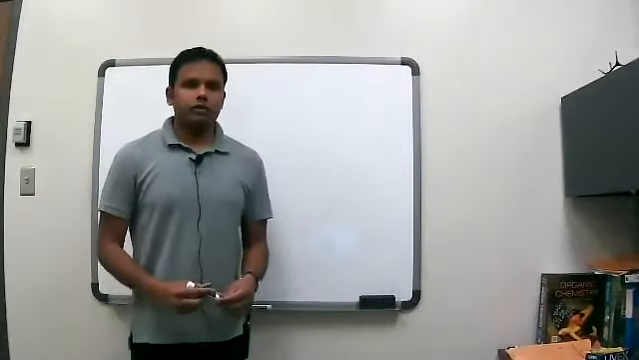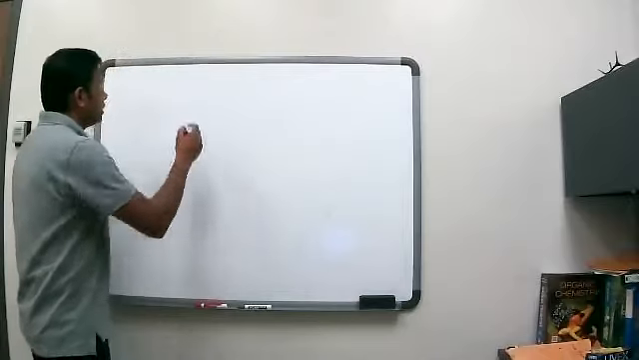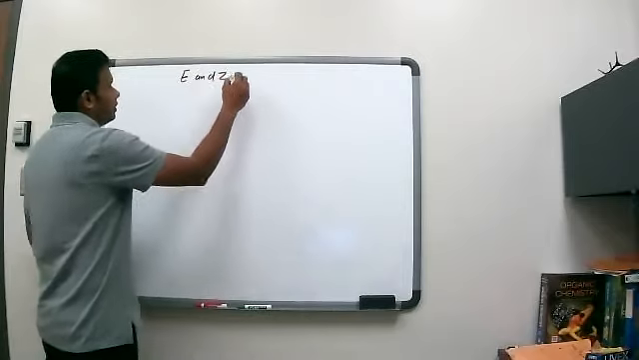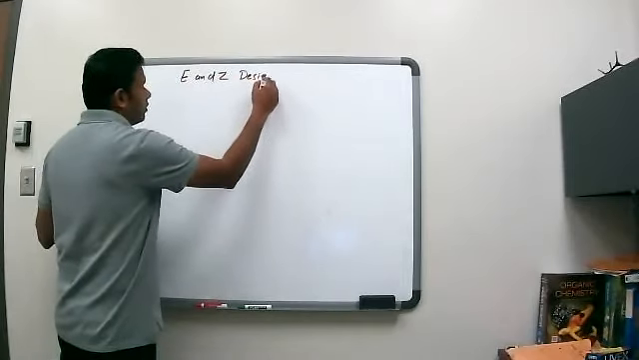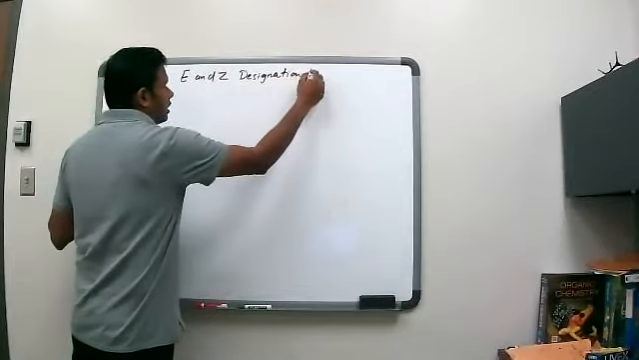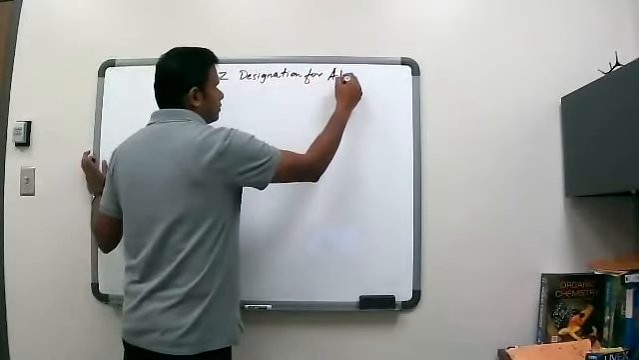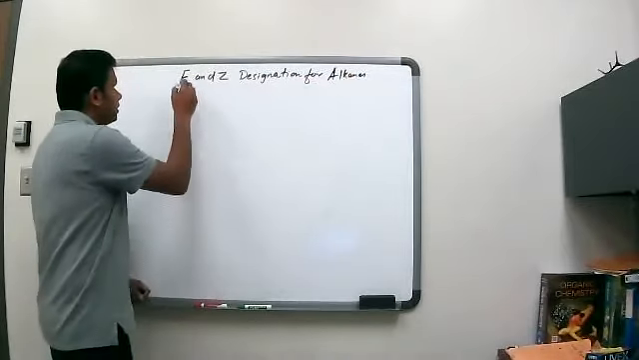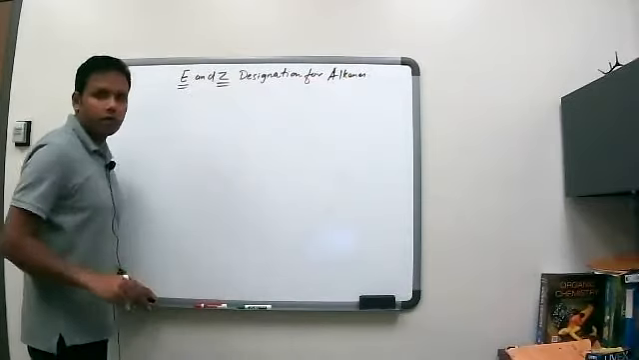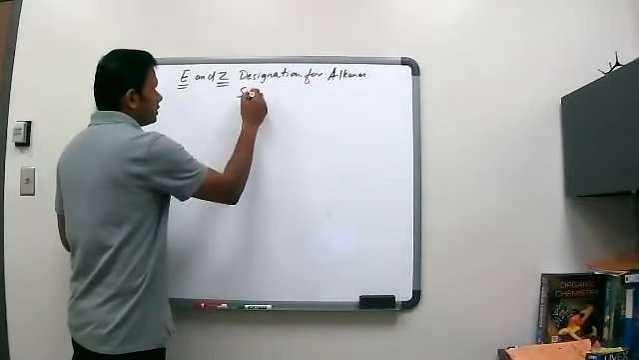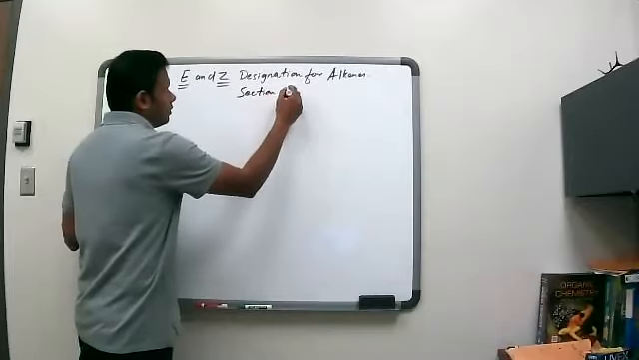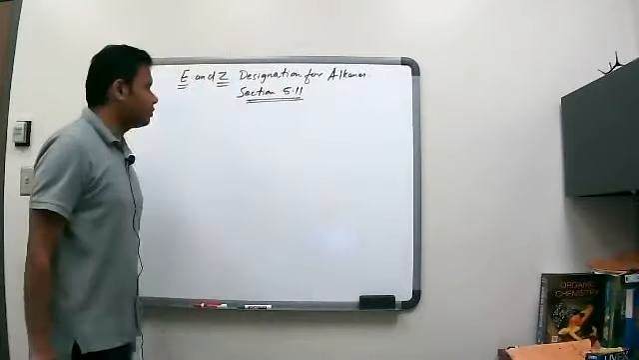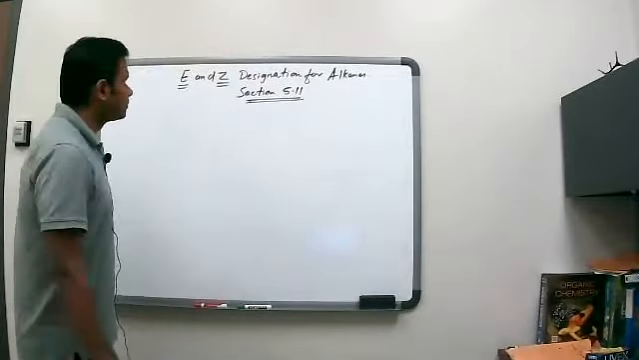Okay, so in this video, we're going to discuss E and Z designation for alkenes. Okay, E and Z designation for alkenes, and this is section 5.11 in the textbook. So, E and Z designation for alkenes.